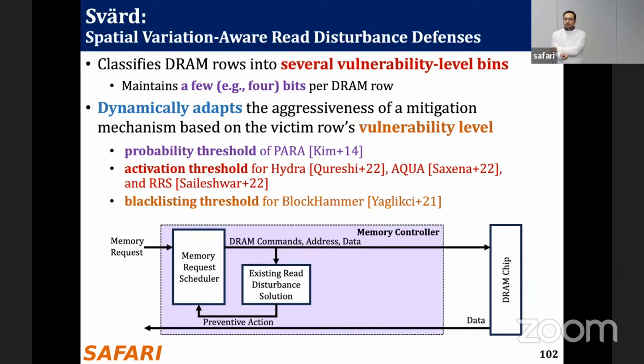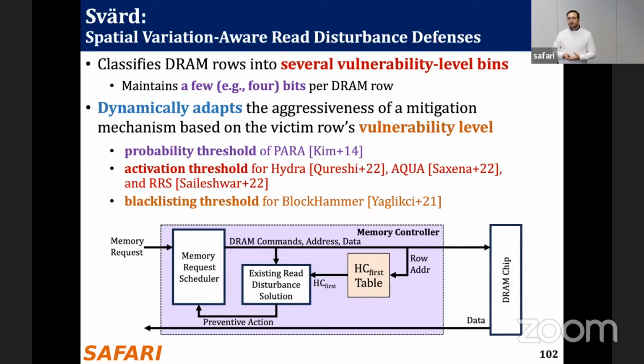So these mechanisms work with an HC first value. So you configure them based on the minimum hammer count that is needed to induce a first RowHammer bit flip in your chip. And the thing is, you have to configure this mechanism based on the worst case HC first in your DRAM chip. It needs to be tuned to the weakest row you have in your DRAM bank, right? Without Svärd. So with Svärd, we have multiple implementation options here.